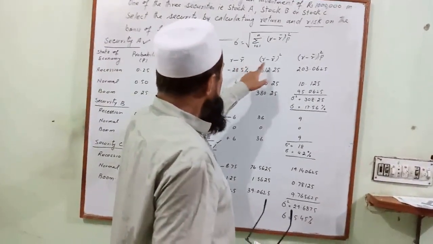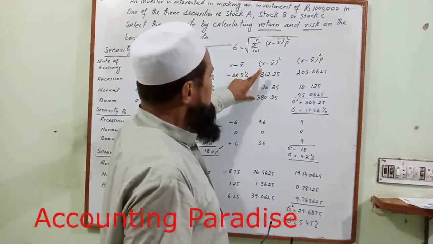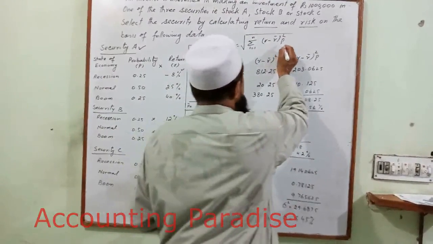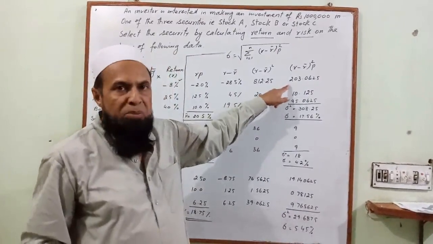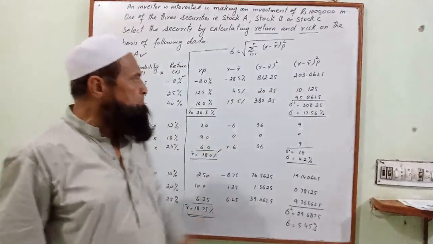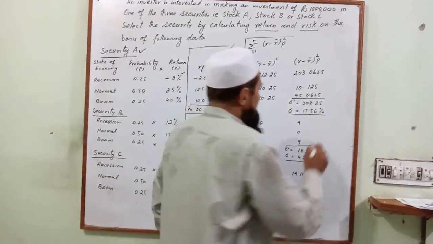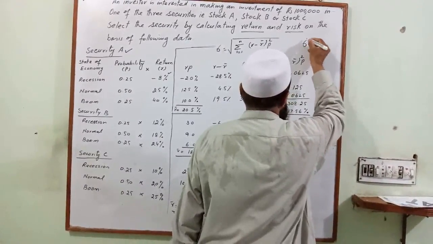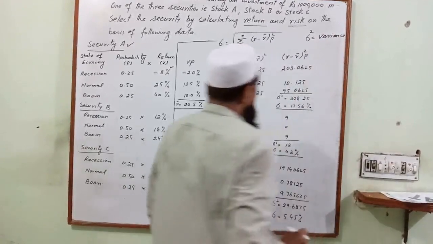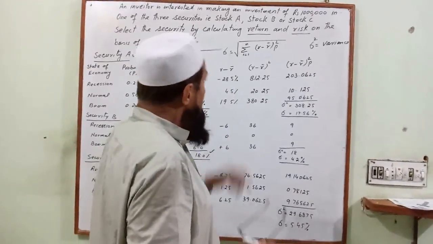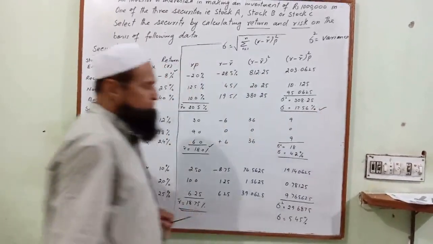Now we want to square it. When we square it, the figures come to this. Now the third portion is to multiply by probabilities. When we multiply by probabilities, the figures come to this, and this is equal to variance, sigma square. When we take its square root, the sigma becomes 17.56 in this case.